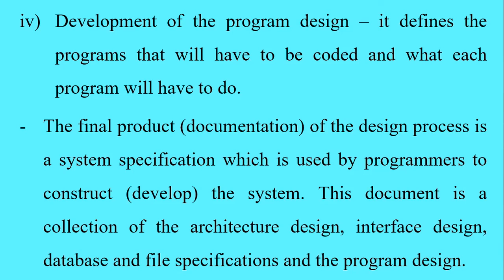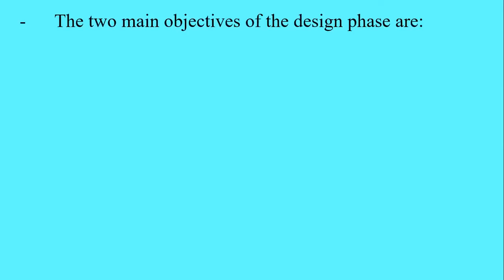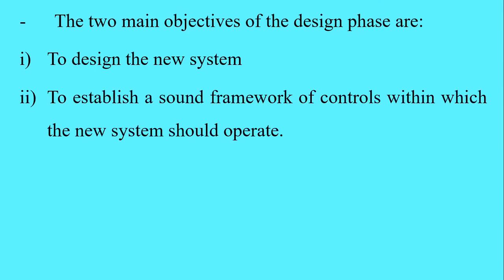This document is a collection of the architecture design, the interface design, database and file specifications, as well as the program design. The 2 main objectives of the design phase are, number 1, to design the new system, and number 2, to establish a sound framework of controls within which the new system should operate.